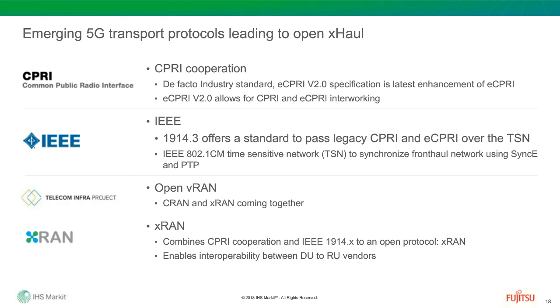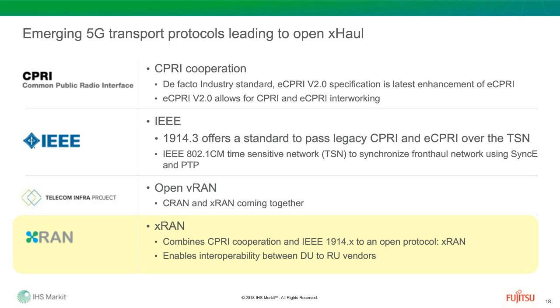TIP is driving the open virtual RAN by bringing together CRAN and XRAN. XRAN, the CPRI cooperation, and IEEE 1914 are being combined in this body into an open protocol. This will enable interop between vendors, thereby lowering risk and cost to MNOs.